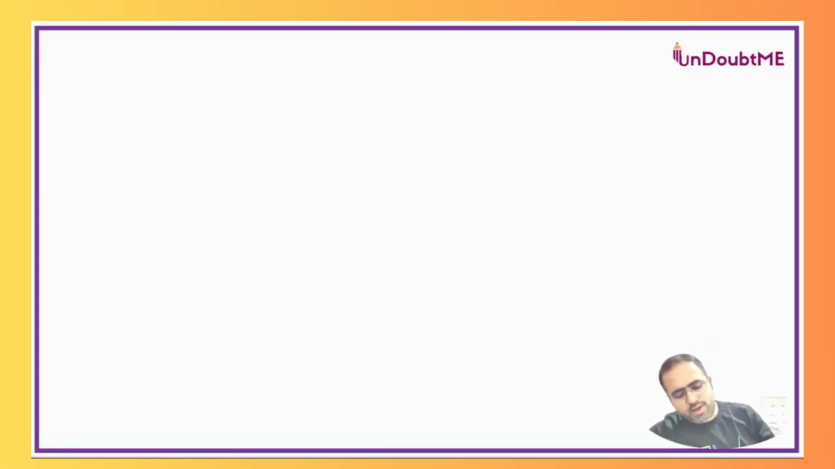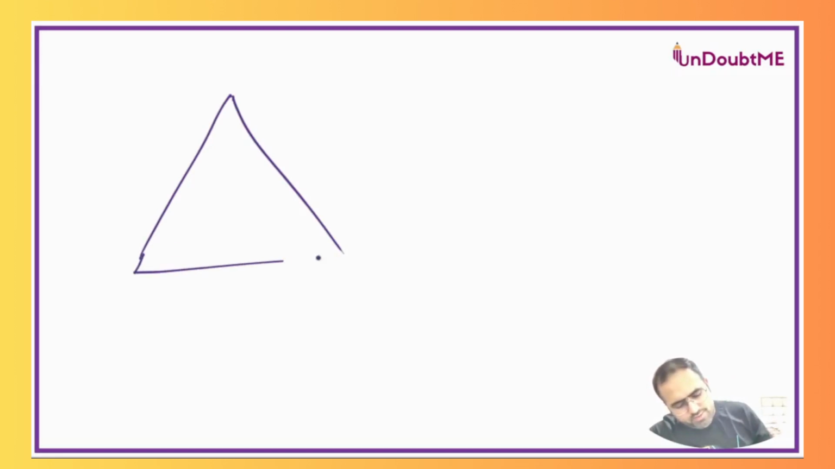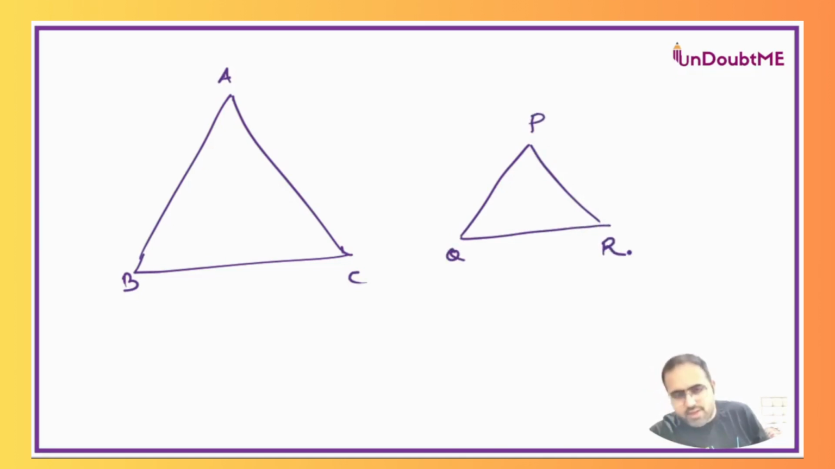So whenever there are two triangles similar, what is the meaning of similar triangles? First, we will discuss that. ABC, PQR are two triangles. They are definitely not equal. Okay. So how do we call them as similar?